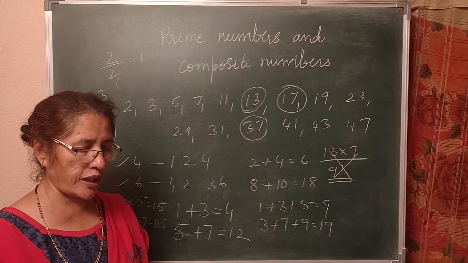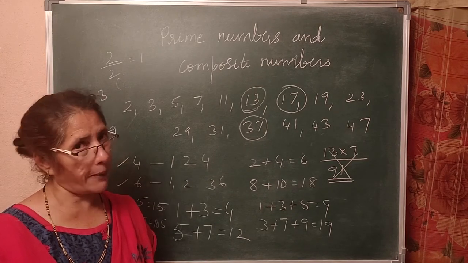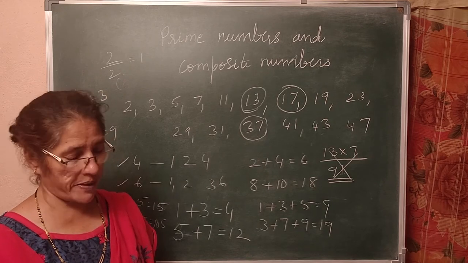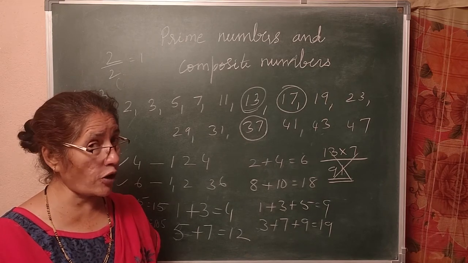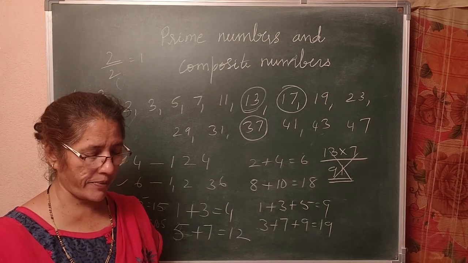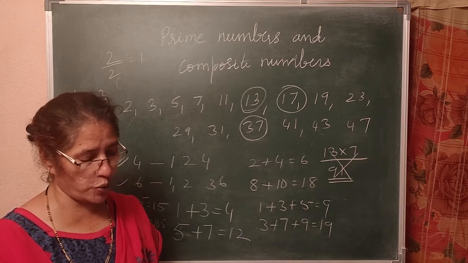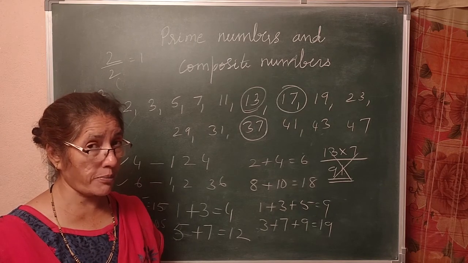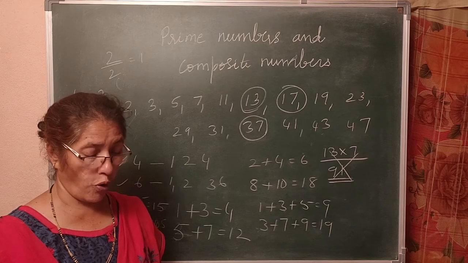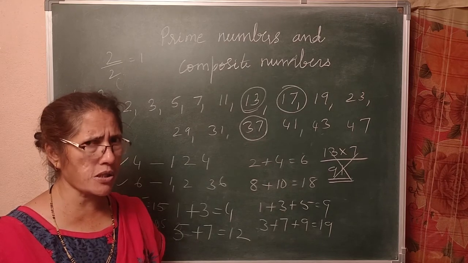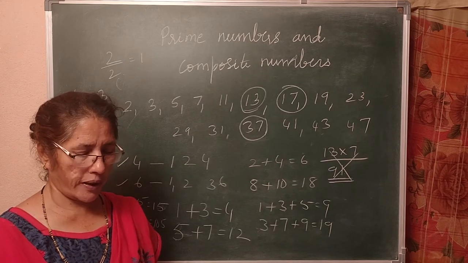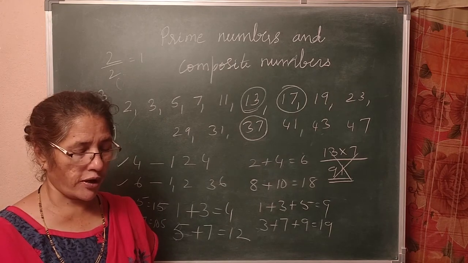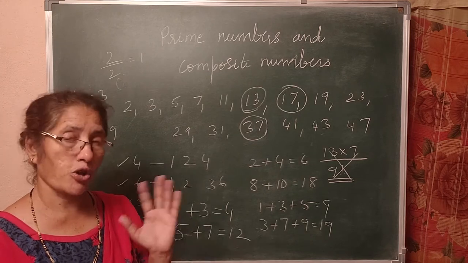A number which has only 2 factors is called a prime number. A number which has more than 2 factors is called a composite number. 1 is neither a composite nor a prime. The smallest prime number is 2. The smallest composite number is 4. The smallest even number is 2. I think you have understood the meaning of prime number and composite number.